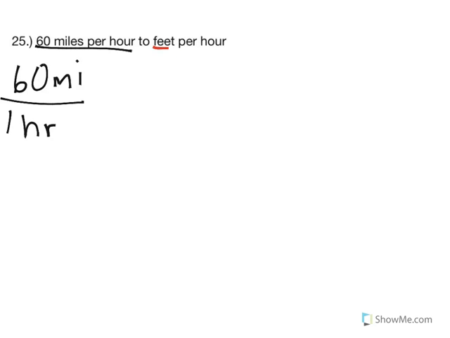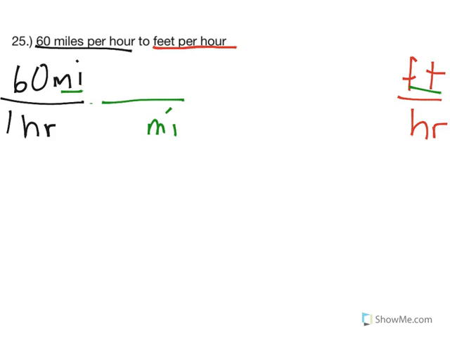These are different because when you start with 60 miles per hour, that's 1 hour. And now we have labels top and bottom. So for this first one, we want to go to feet per hour. So my goal is feet over hours. And now you can compare top, miles to feet. Those are different. And if they're different, that means I need to change. So I know to get rid of miles, I'll put them on the bottom. And I know that 1 mile is 5,280 feet.